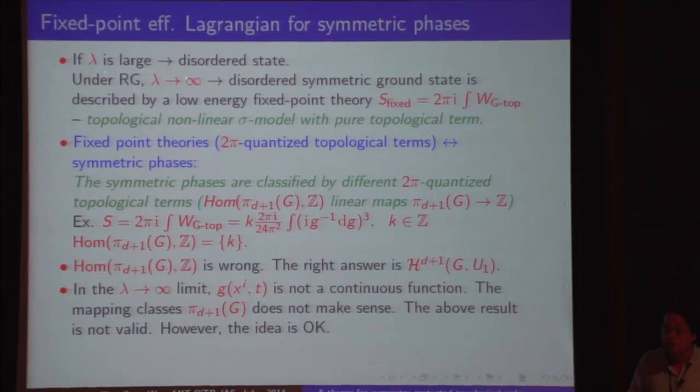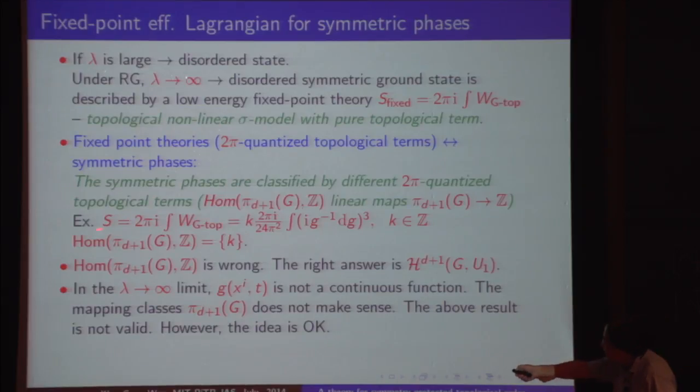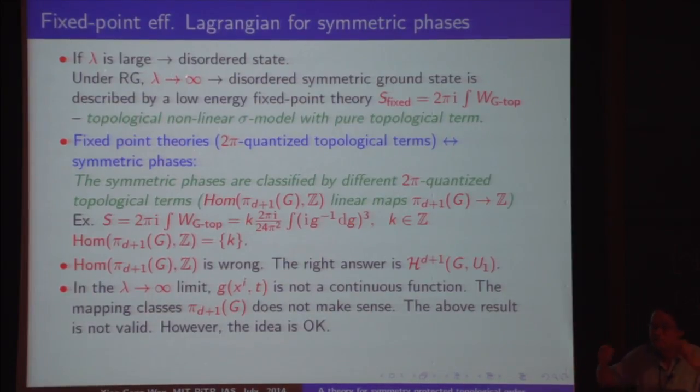If G has no continuum limit, it's not a continuous function, and it does not make sense to talk about this mapping class, this mapping from space manifold to G. That's a continuous map. So pi refers to continuous maps, and we don't have such a notion of a continuous G function. Therefore the whole homotopy class doesn't make sense. So really, when lambda goes to infinity, it's a fixed point, and our field theory just collapses. It doesn't make any sense. However, even though the technical formalism collapses, the idea, the spirit, is still correct.